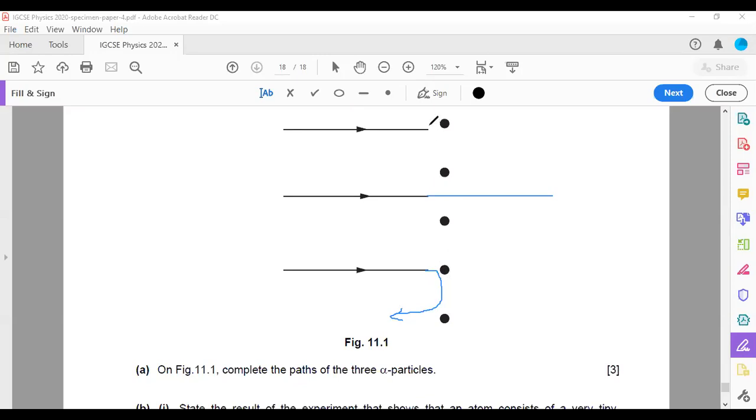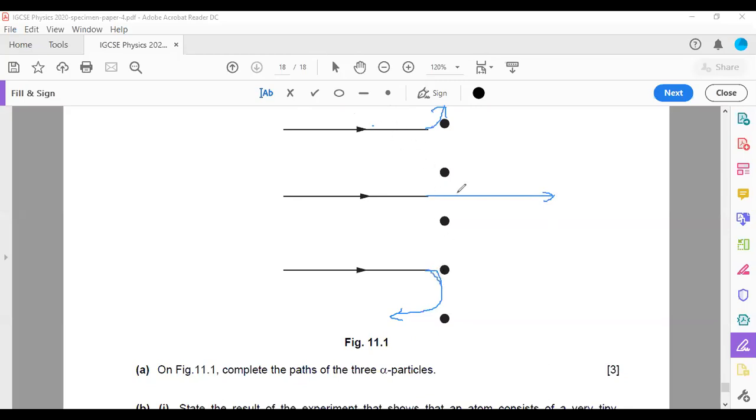Alright, and this one here will be deflected like this. Sorry, this should have been like this, it should be kind of curved like that. Alright, so that is how it's going to look. This is what it's supposed to look like, something similar. This should be a little more curvy, I guess.